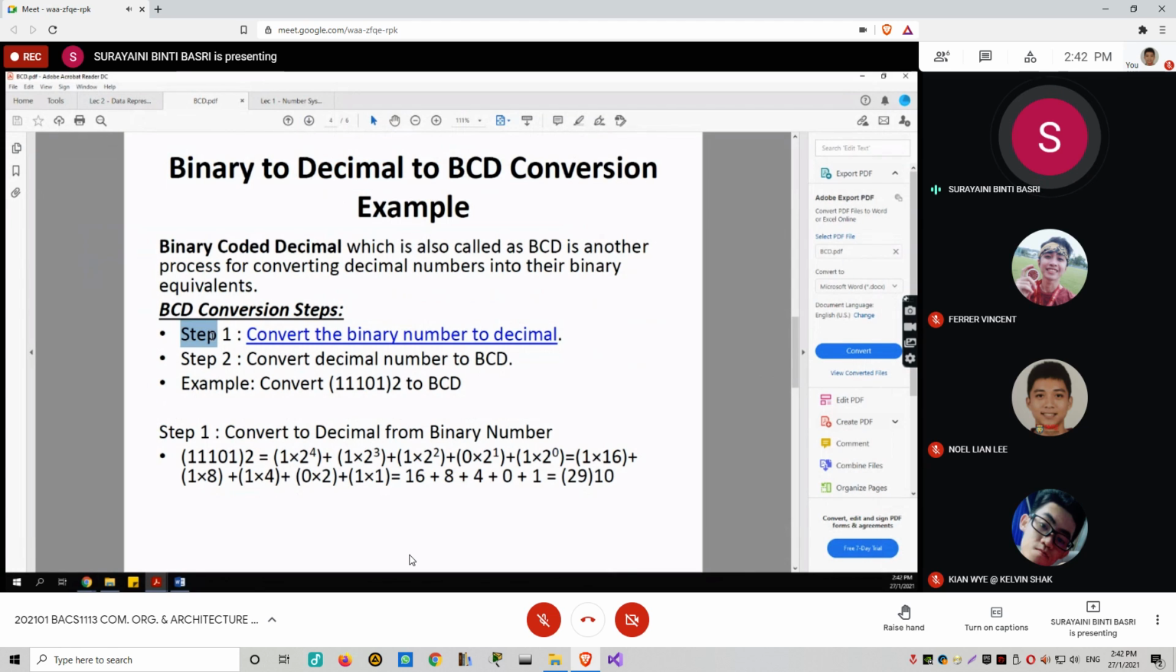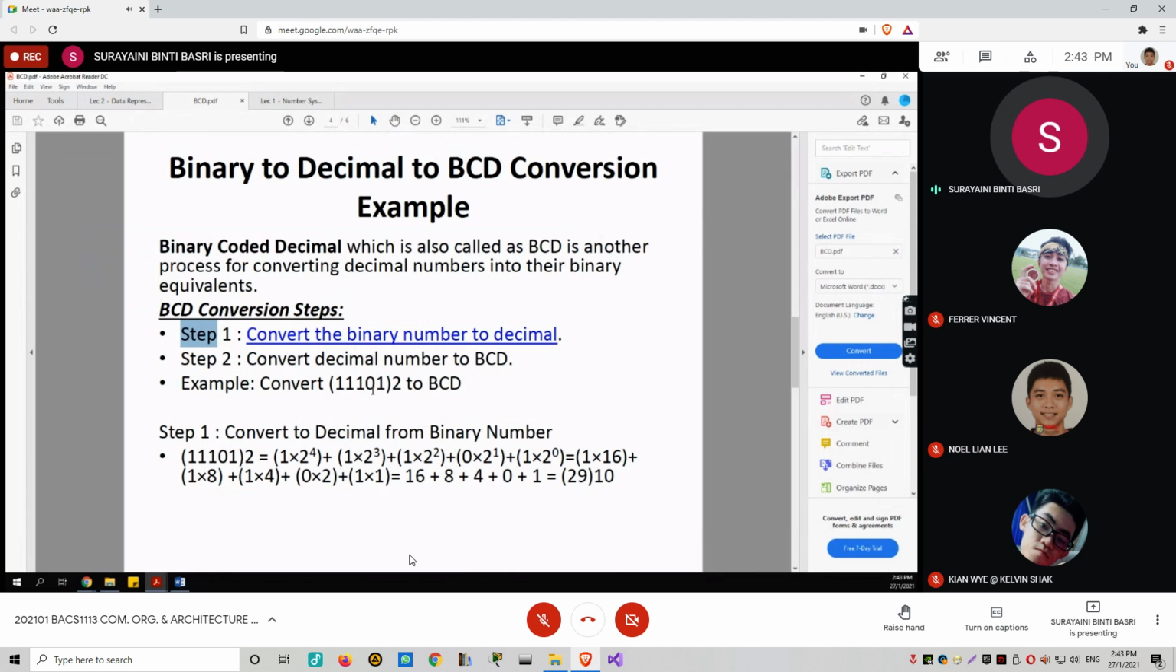Okay, so step 1, you need to convert the binary number to decimal. This we have already learned in our lecture first. So you need to convert all of the binary numbers to decimal first. After that, we need to convert the decimal to BCD.